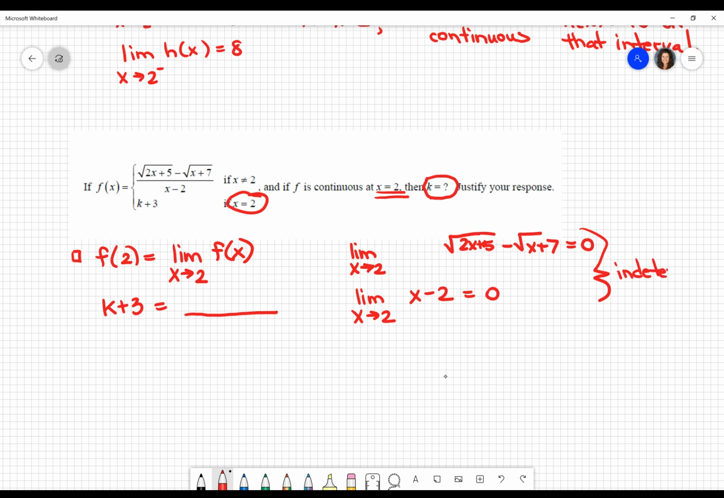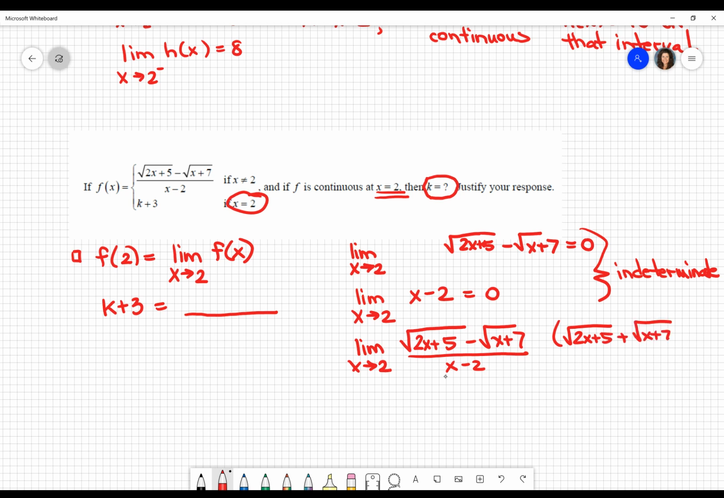So because I have an indeterminate form, I need to do a little bit more algebraic manipulation. With the radicals, I'm going to go ahead and rewrite the original problem, and I am going to look at this and multiply by the conjugate. So the conjugate would be the square root of 2x plus 5 plus the square root of x plus 7, all over the square root of 2x plus 5 plus the square root of x plus 7.